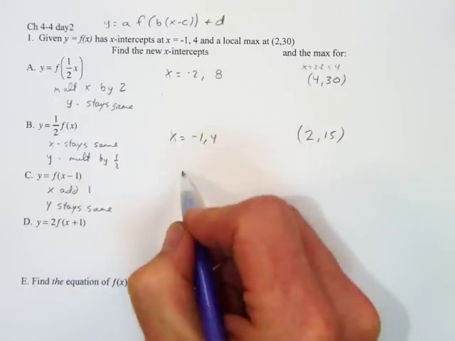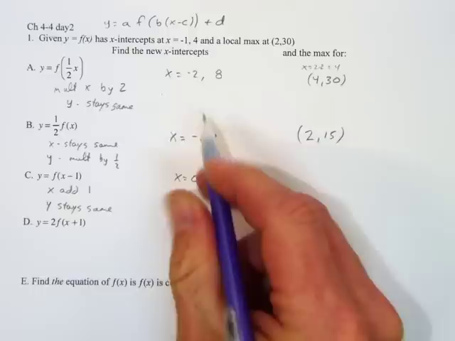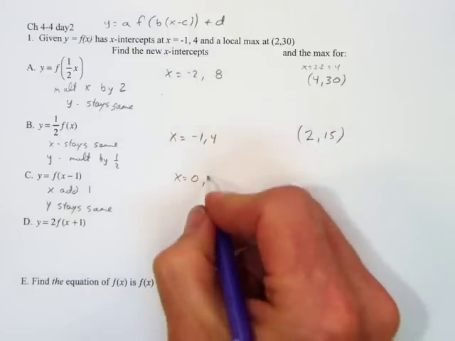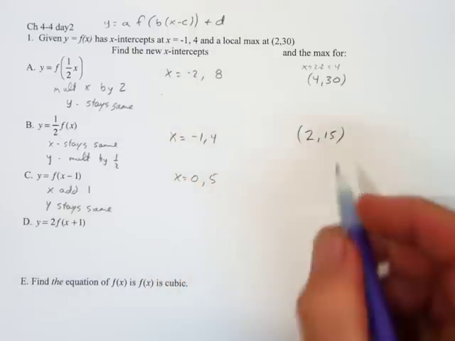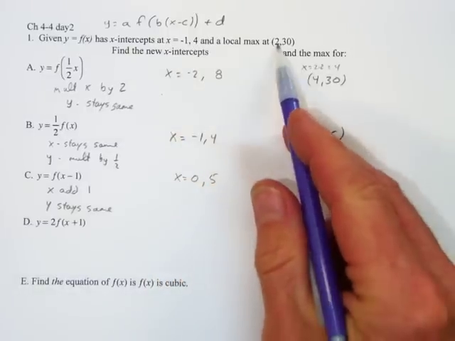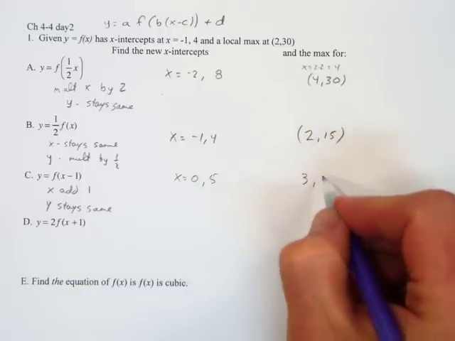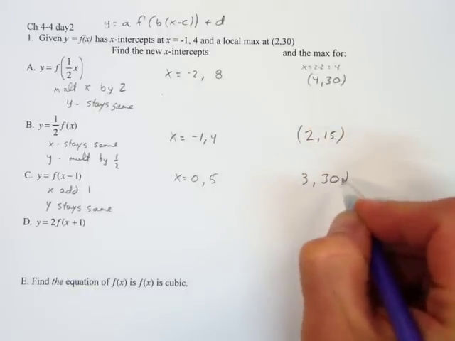So if we're adding 1 to -1, we'll get 0, and we're adding 1 to 4, we get 5. And then add 1 to the 2, and we get 3, and the y value stays the same, so that's still 30.